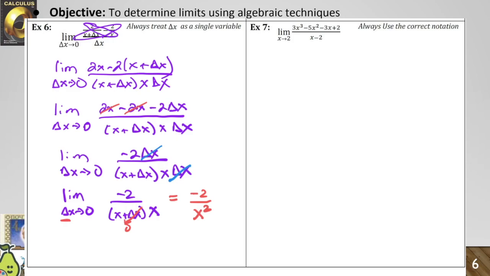All right, so for example 7, you have your 3x cubed minus 5x squared minus 3x plus 2. So what we want to do is, I don't know, let's try substitution. Always try substitution first. And unfortunately, guess what's going to happen? When you put your 2 in, you're going to get 0. When you put your 2 in your denominator, you get 0. Oh no. So 0 over 0 means that there's a factor in here of x minus 2 somewhere.